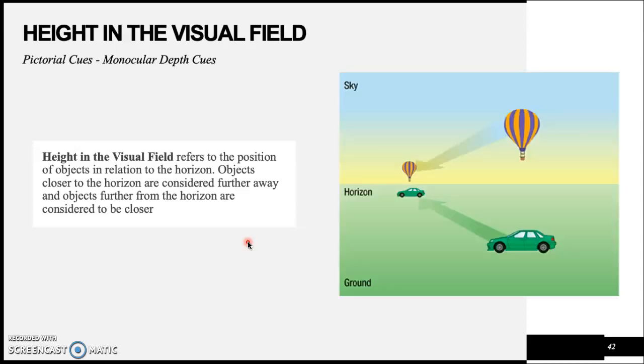Now this works in two ways. A lot of times people will get confused and just say the further down the picture, the closer it is. It's all about the horizon. So the further away from the horizon the image is, then the closer it appears. So in the sky, that means it's going to be higher in the picture. On the ground, it's going to be lower in the picture. So it's all about the distance from the horizon.